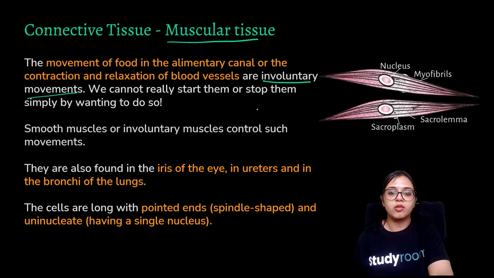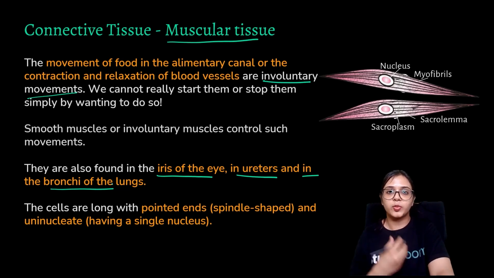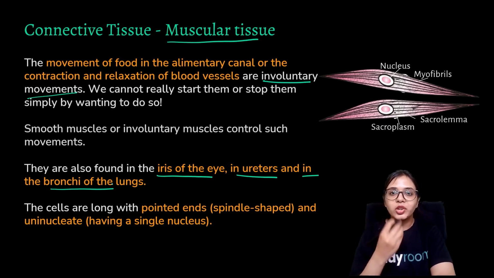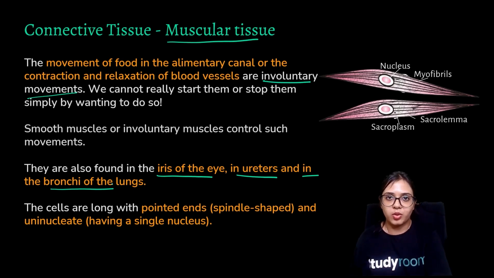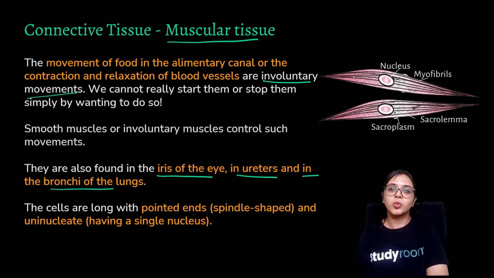So smooth muscles or involuntary muscles control such involuntary movements, and they are found in the iris of the eye, in ureters, that is in the urinary bladder, and in the bronchi of the lungs. So whatever is happening inside your respiratory system, inside your urinary glands, and the eye movements, you do not really exert some pressure around it. It happens on its own, with the help of these muscular tissues.